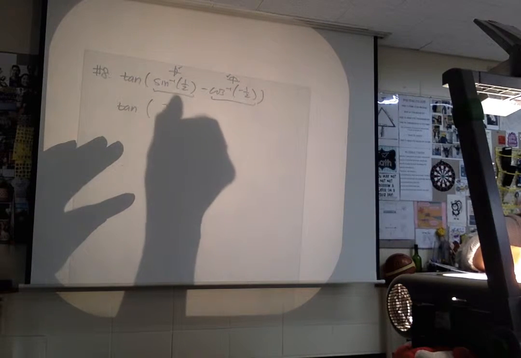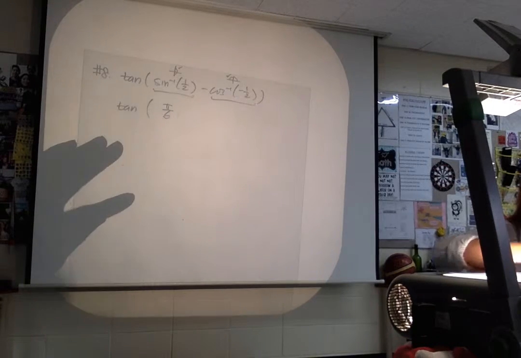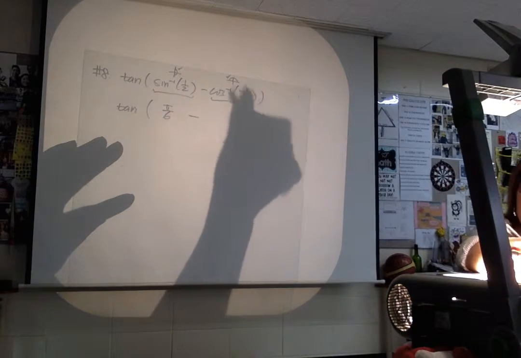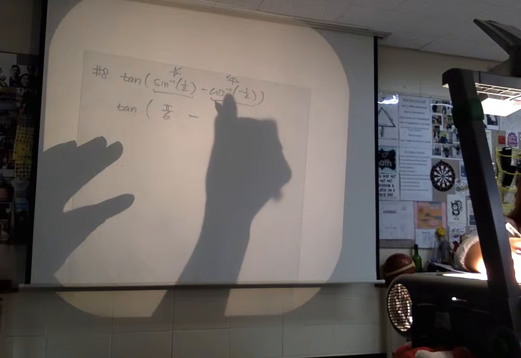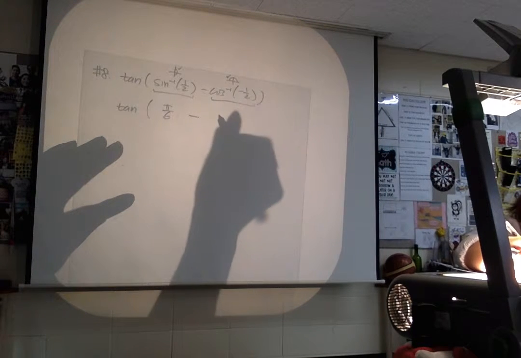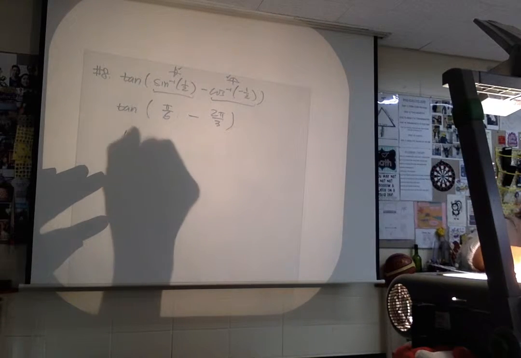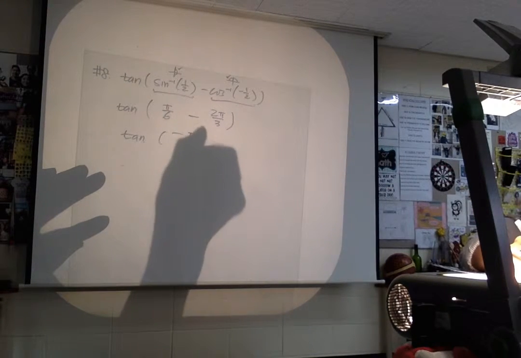That means it's going to be pi over 6, right? That's where sine of pi over 6 is 1/2. Minus, where is the cosine negative half? You got it, it's going to be 2 pi over 3, right? 2 pi over 3, because cosine of 2 pi over 3 is equal to negative 1/2. It's 2 pi over 3 here. And when you actually subtract that, you get tangent of negative pi over 2.